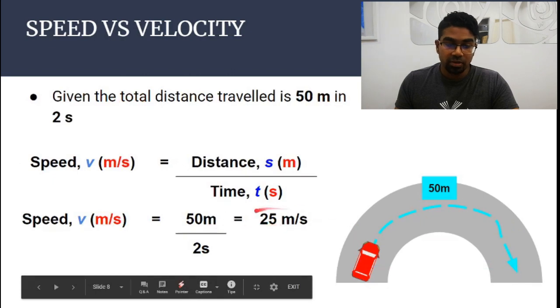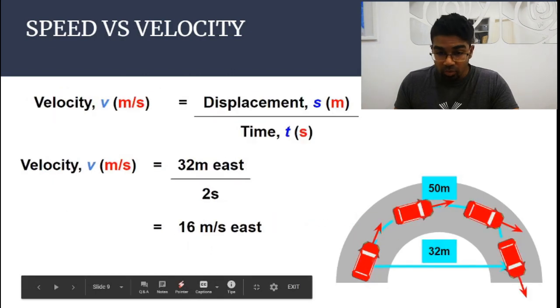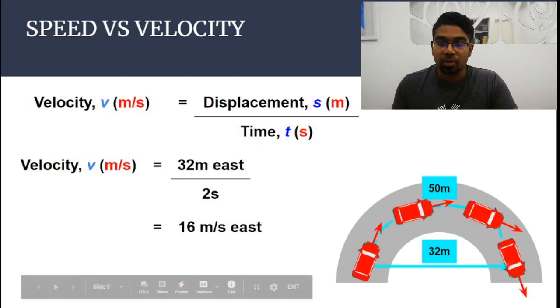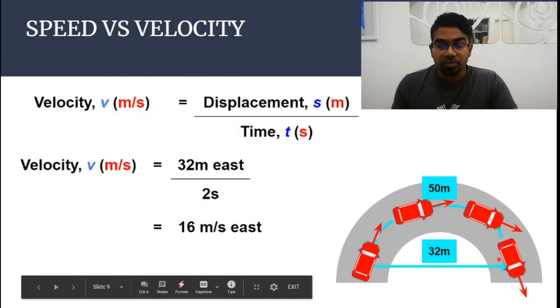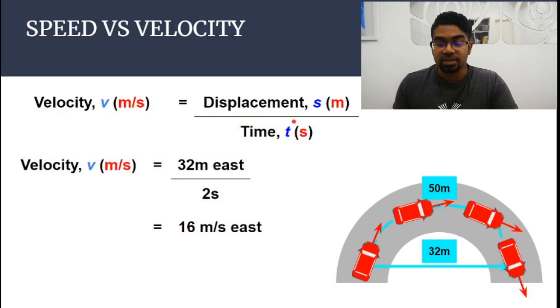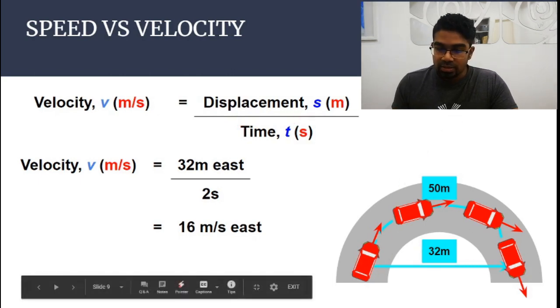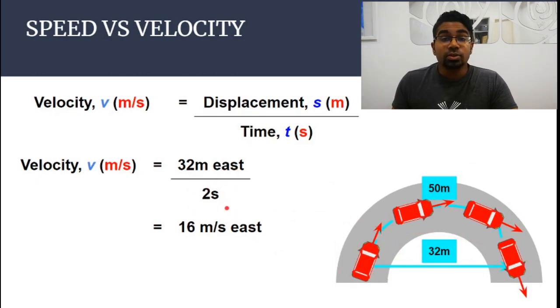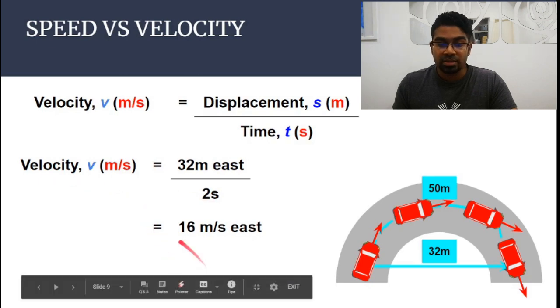Just now we found out that the speed of the car is 25 meters per second. That means the car is moving at a speed of 25 meters per second all the way. However, the velocity is not the same because the direction changes every time. The velocity at each point will be different. However, we can calculate the total velocity. The total displacement of this car, remember velocity is the rate of change of displacement, not distance, is 32 meters east relative to this diagram. The time taken is still 2 seconds. So the velocity of the car is 16 meters per second east.